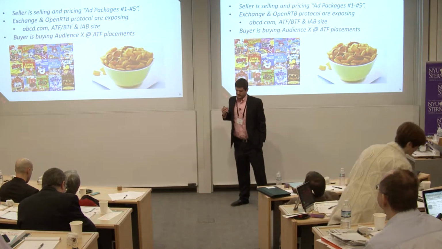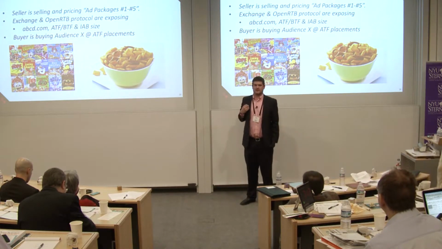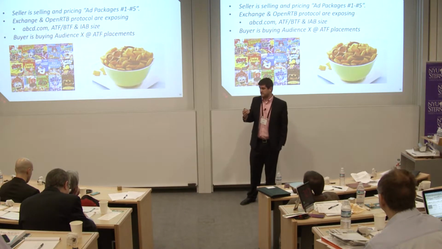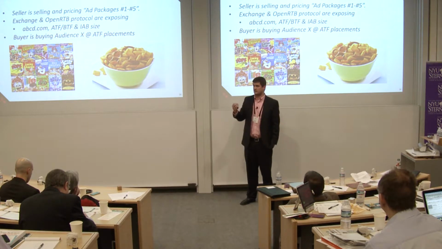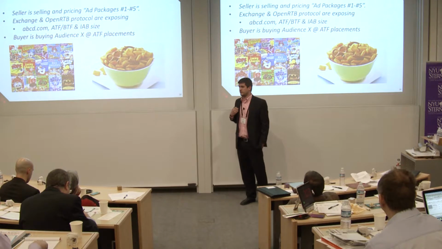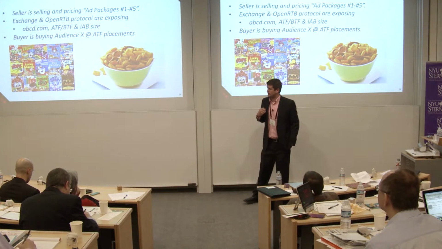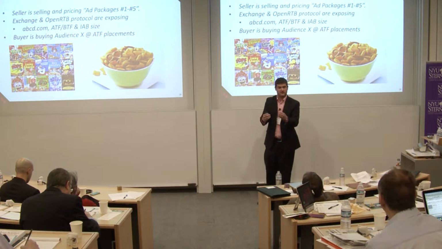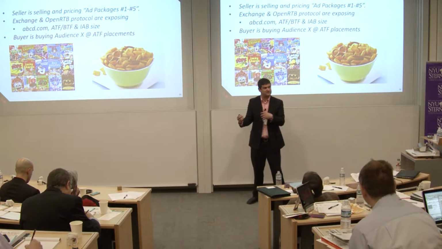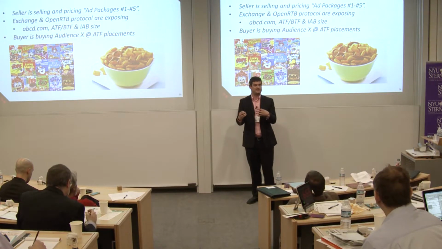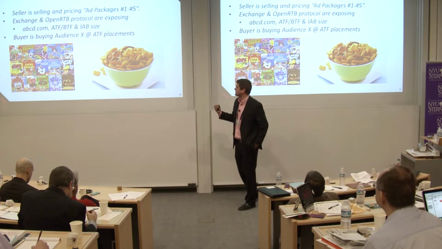So the seller says, I'm selling an impression from the sports section, but the buyer, by the time they get the impression, they're buying it because they're retargeting you because you were looking at shoes yesterday. So there's a mismatch between what the seller is selling and what the buyer is buying, having to do with this information disparity in the protocol.